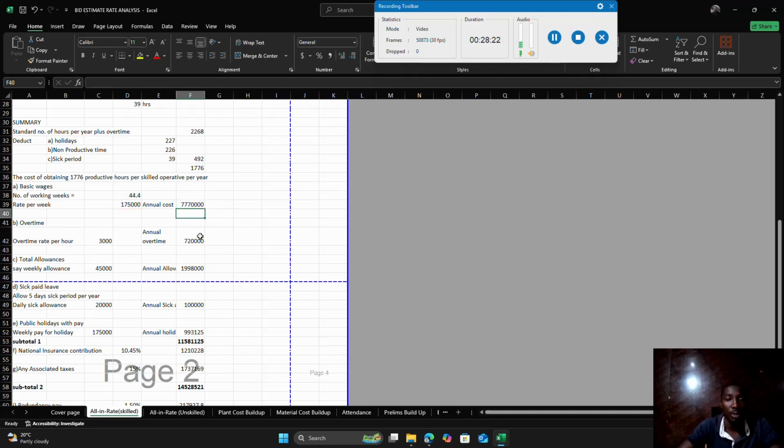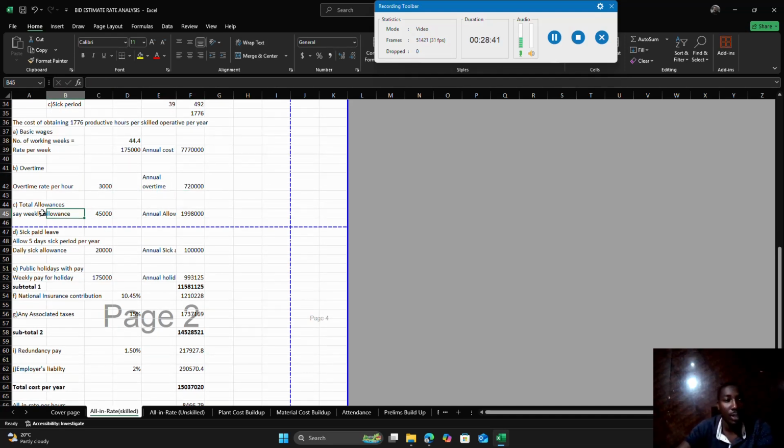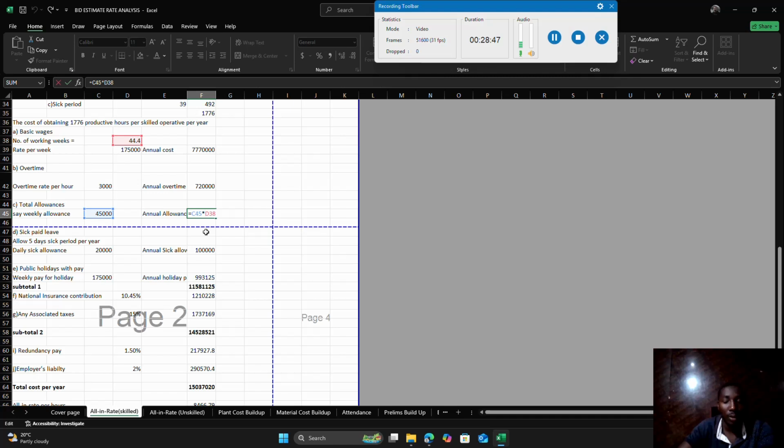This is Uganda currency. Never mind wherever you're watching the video, Uganda currency. So overtime rate, we said if you add overtime 3,000 per hour, we are going to have annual overtime in terms of that. Then total allowances, say weekly allowances 45,000. So we arrive at the annual allowance as that.